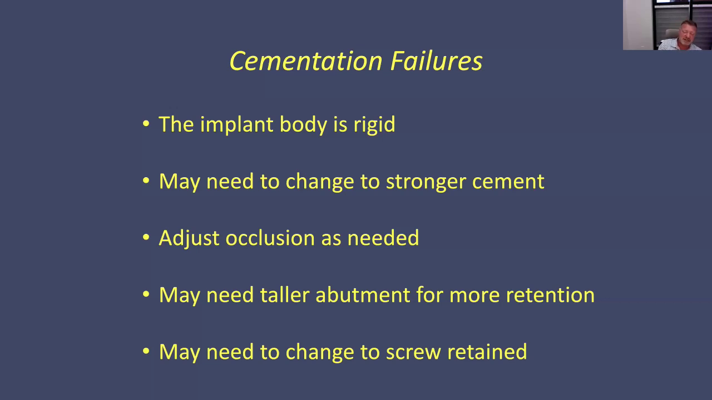Adjust the occlusion as needed. So, typically debonding, separation of the cement, is going to be related to occlusion. That's going to be one cause. The other cause is going to be lack of internal retention. So, at times we're trying to re-cement a crown, it keeps coming off, and we just have to find a way to create a taller abutment, or maybe go to something that's screw retained so we can get a better bond in the lab. But cement failure is a type of retention failure.